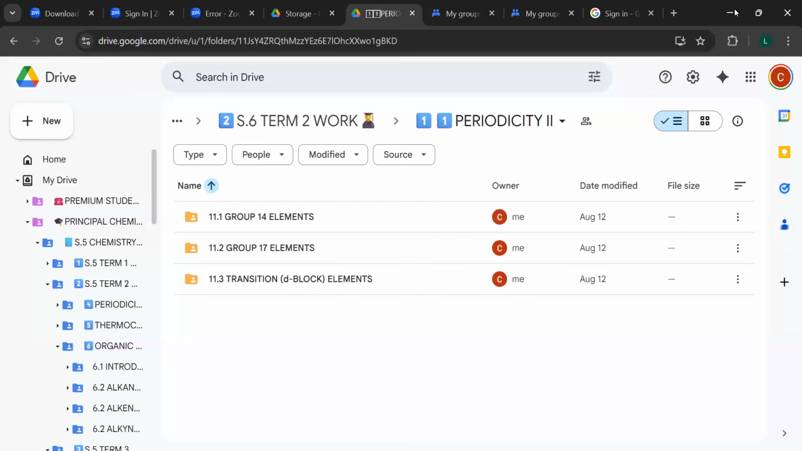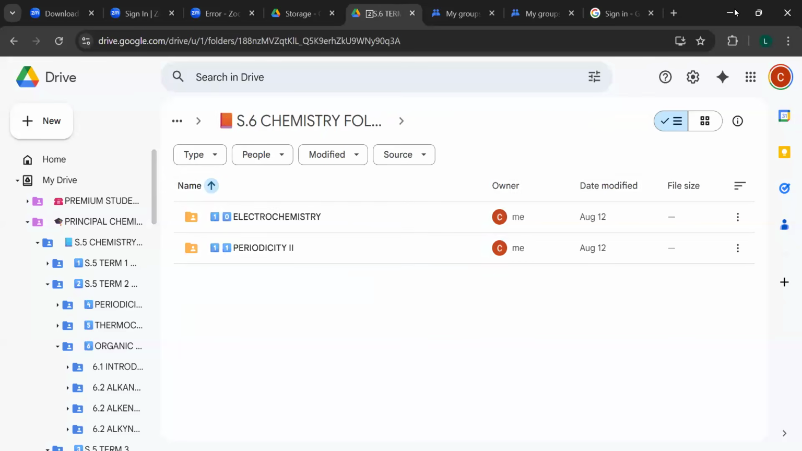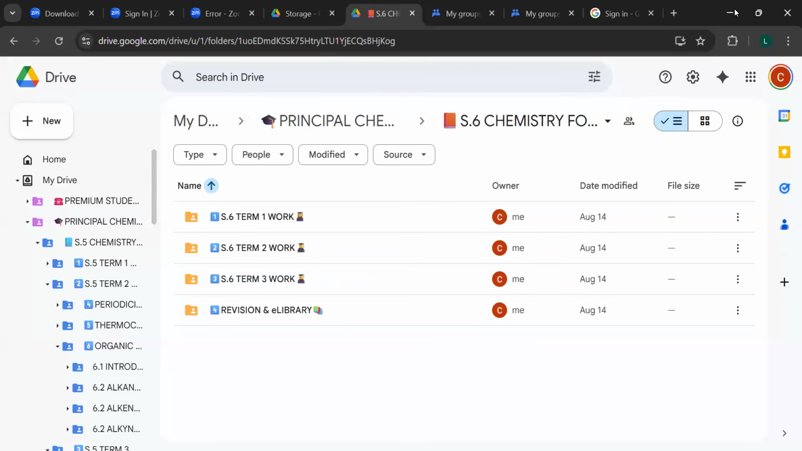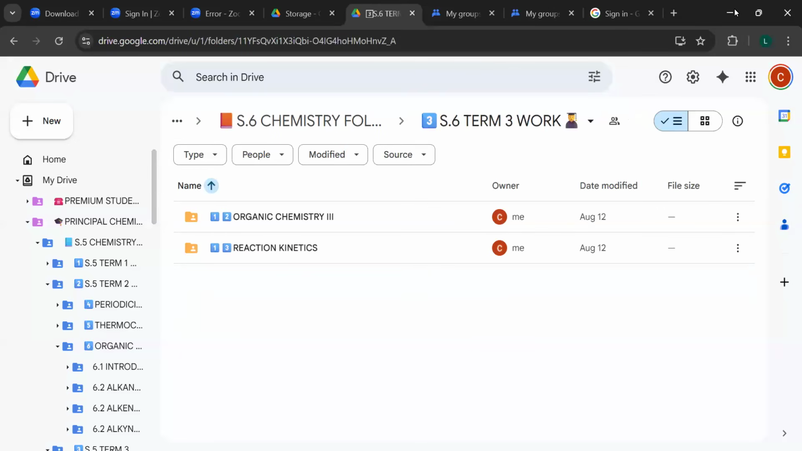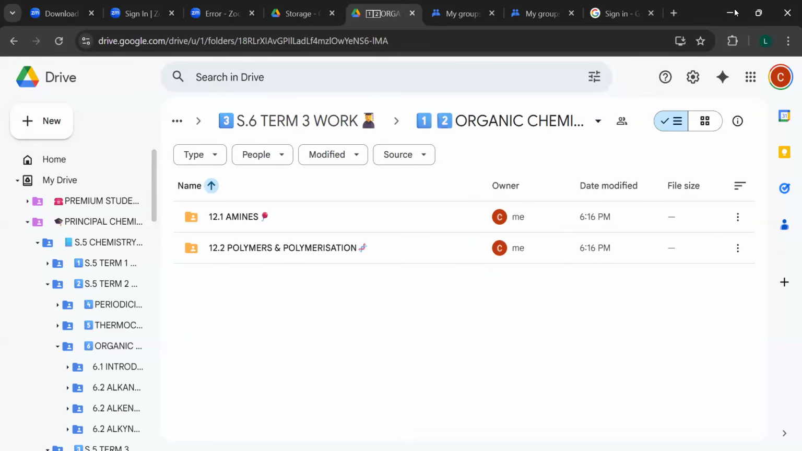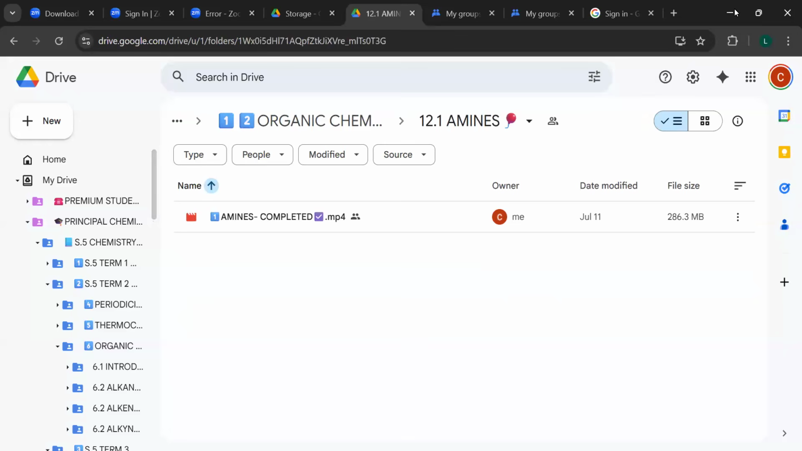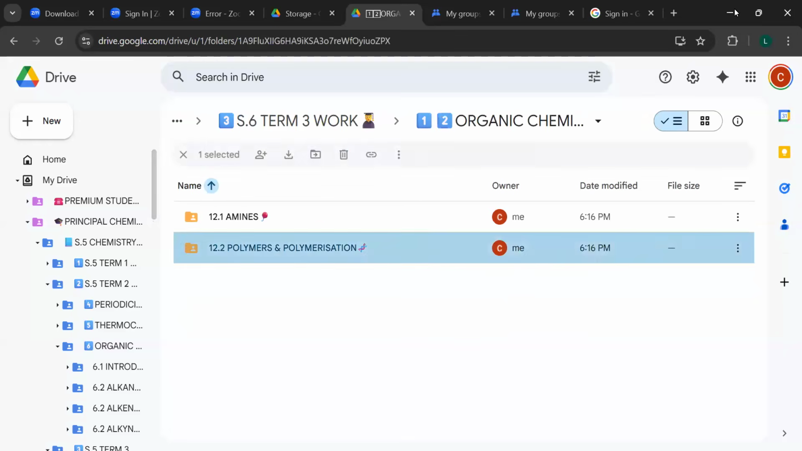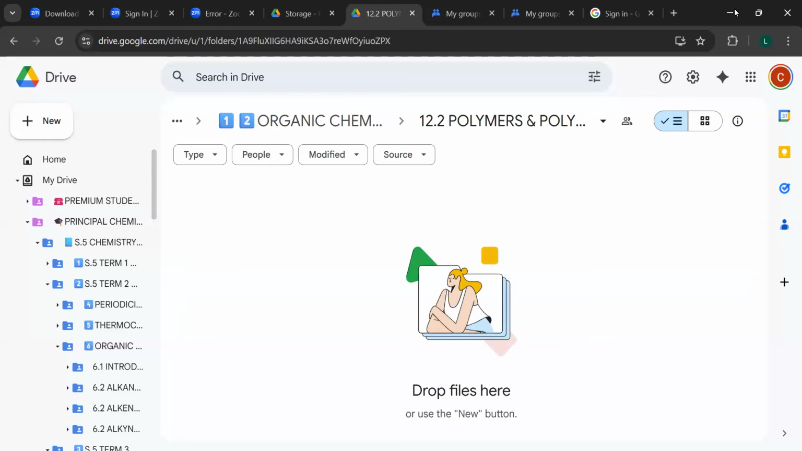Then, when I go to senior 6 term 3, my interest is organic chemistry. Organic chemistry 3, it is the last one. It has amines and polymerization. So amines, the lesson is there. 1 lesson and amines are completed. Then the other one is polymerization, which is the last one. That one I'll tell you when I'll cover it.